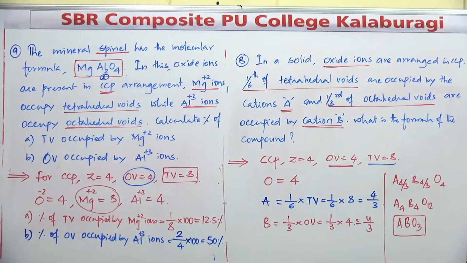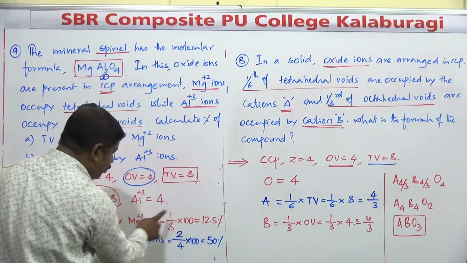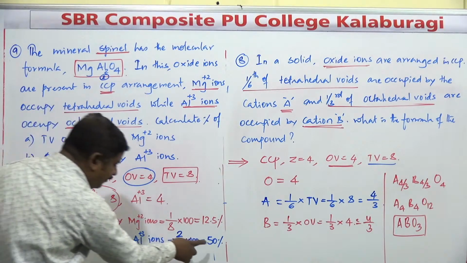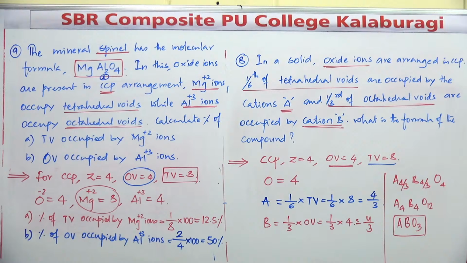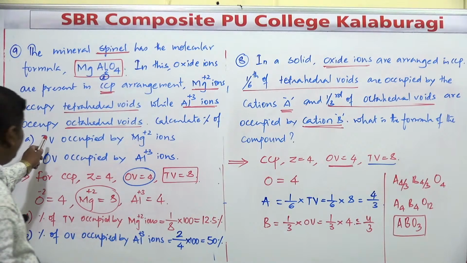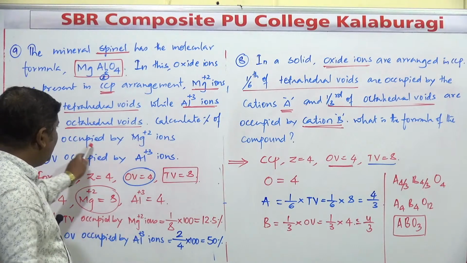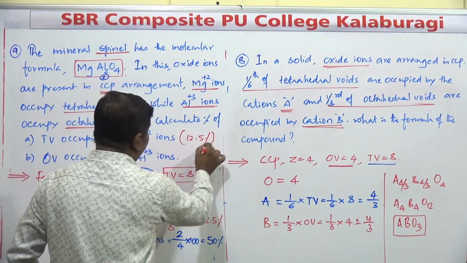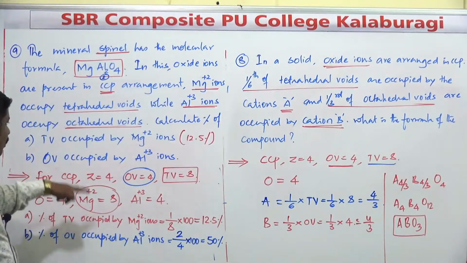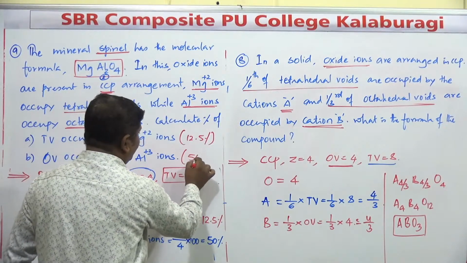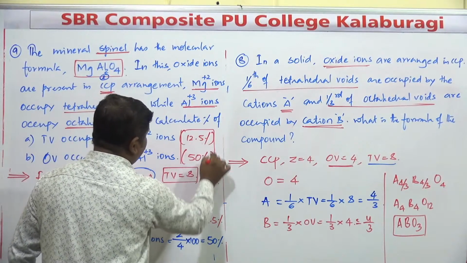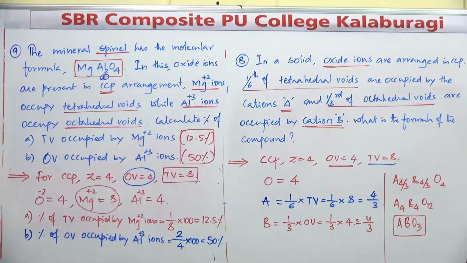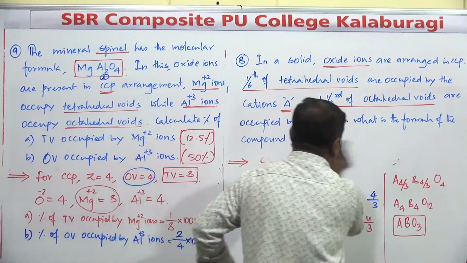Totally 12.5% of the tetrahedral voids are occupied by the magnesium ions and 50% of the octahedral voids are occupied by which one? That is going to be aluminium ions. So the percentage of tetrahedral void occupied by the magnesium is going to be 12.5%, and percentage of octahedral void occupied by the aluminium ions is going to be how much? It is going to be 50%. So this is the answer for this question. Clear? Question number 9. Next, 10th one.